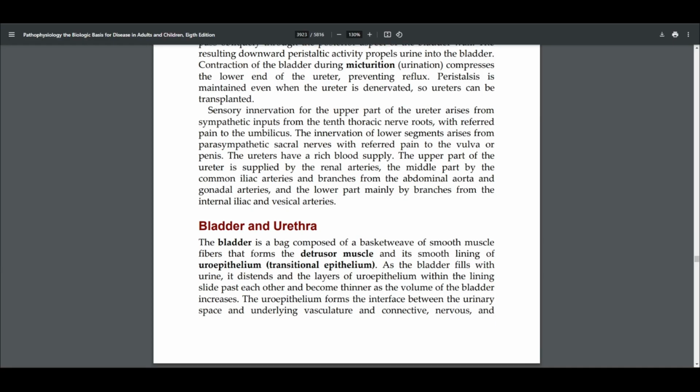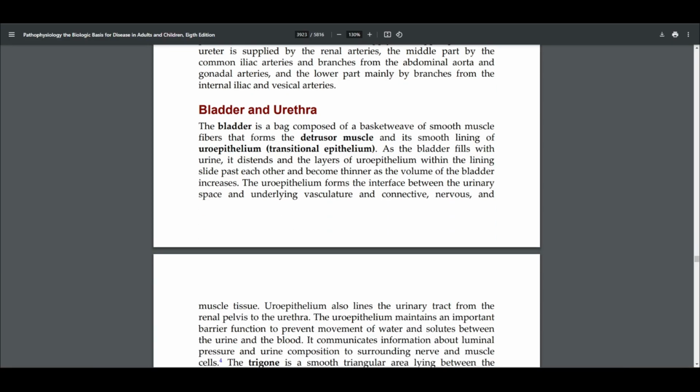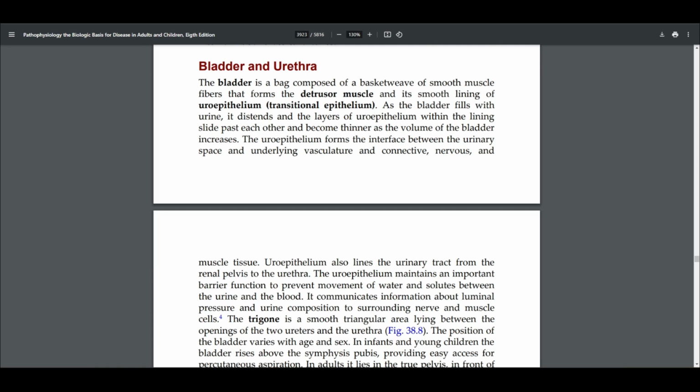Your bladder and your urethra. The bladder is a bag composed of a basket weave of smooth muscle fibers that forms the detrusor muscle and its smooth lining of uroepithelium, the transitional epithelium. As the bladder fills with urine, it distends, and the layers of the uroepithelium within the lining slide past each other and become thinner as the volume of the bladder increases.